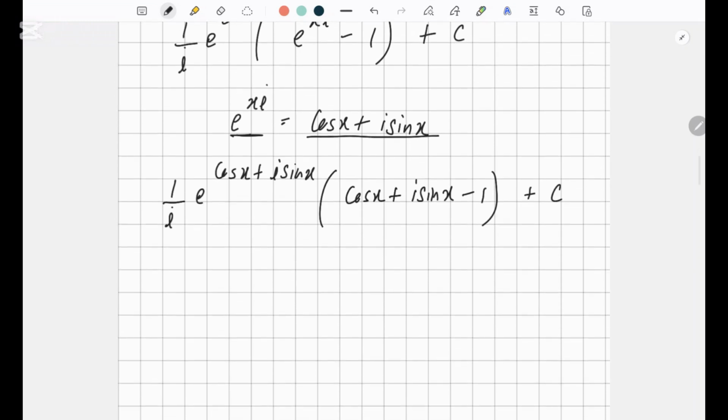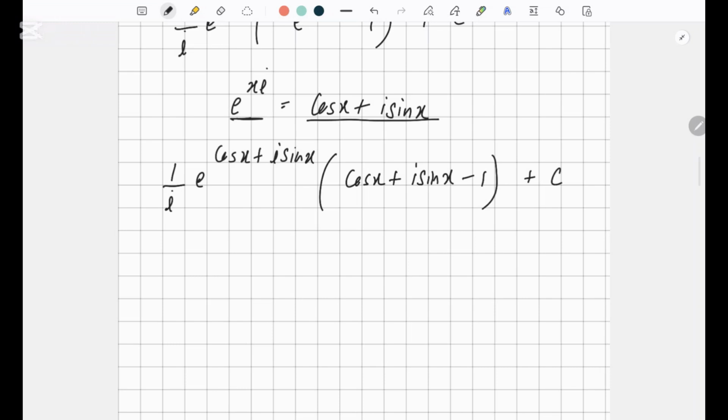But we are not done yet. So the thing is, we need to get rid of this i, okay, and this i. So what we can do is, let's write cos x and sin x in double angle formulas. So cos x equals 1 minus 2 sine squared x over 2, right?